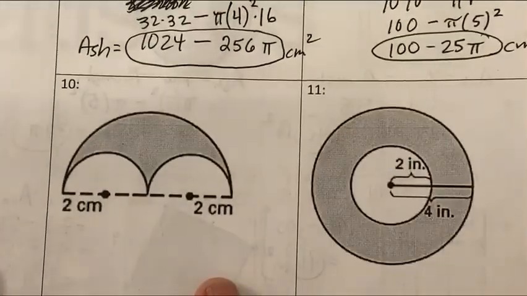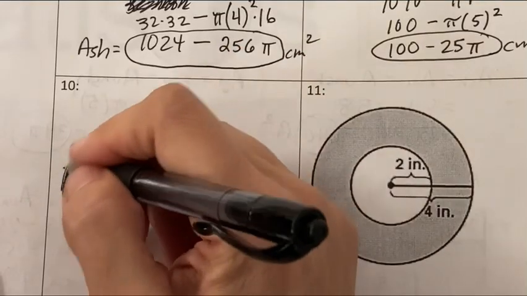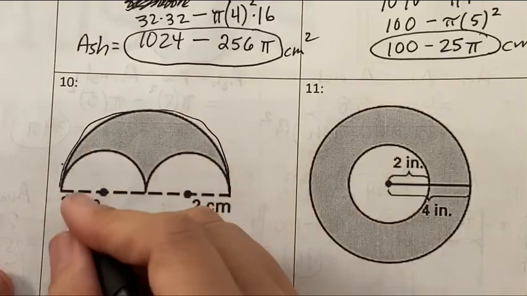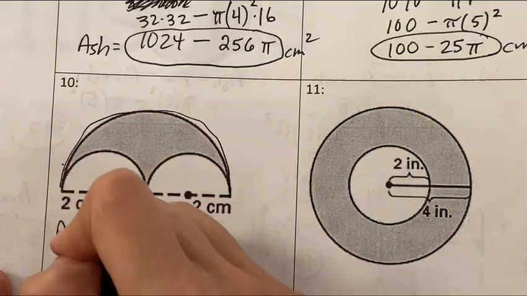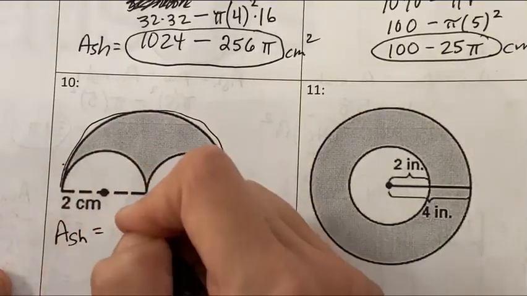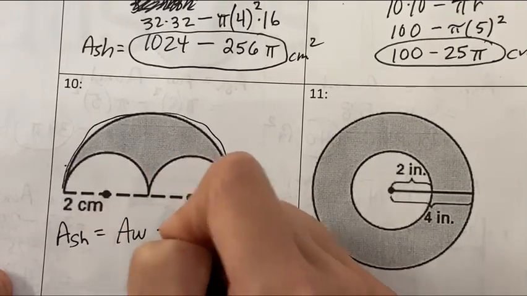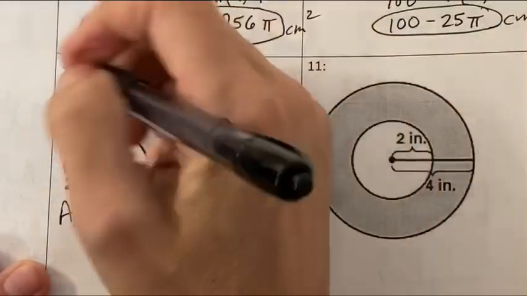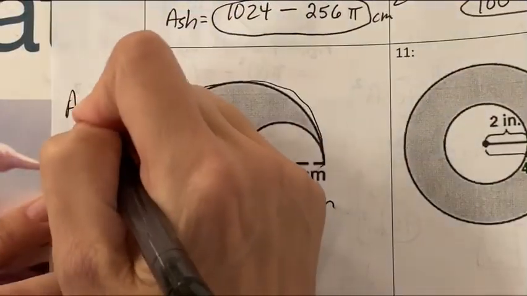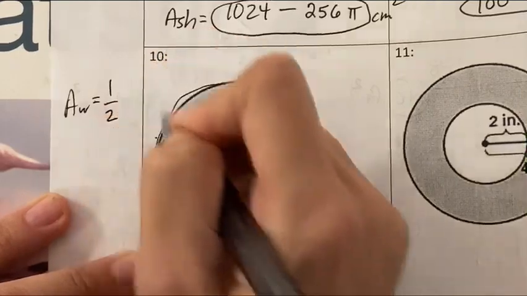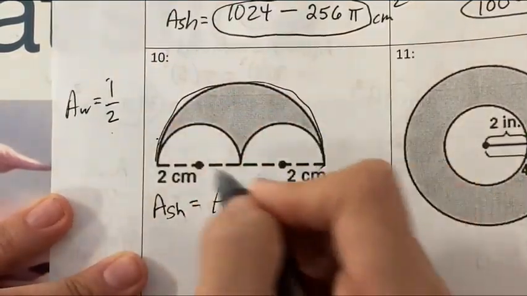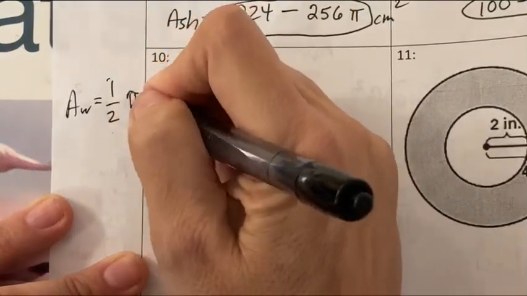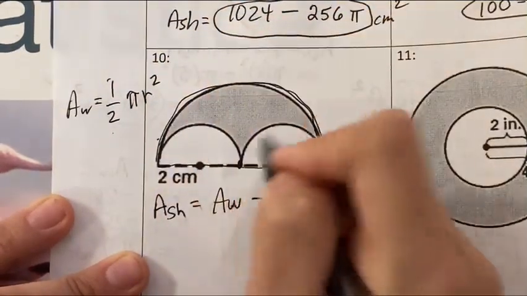What do we got going on here? We have not a whole circle, but half of a circle. So let's do area shaded is area of the whole minus area of the unshaded. But what's the area of the whole thing? Let's do that off to the side. The area of the whole thing is half of a circle, a semicircle, and the area of a circle is pi r squared.